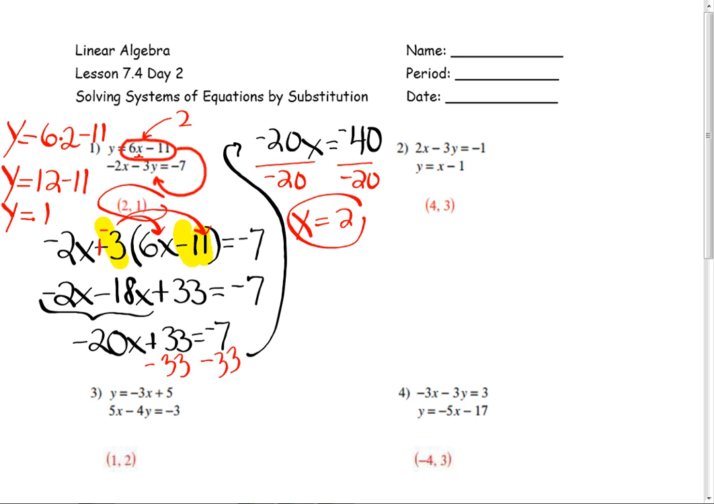Okay, are we ready to do the next one now? Okay, Michael, what am I going to put in where? These are all hard because of the negative signs. You're going to take, Marie, do you know what I'm going to do? Yeah, you put the x minus 1 in the place of the y. In place of y, that's right. So I'm going to get 2x minus 3 times y equals negative 1.